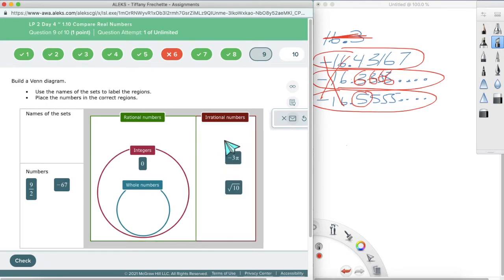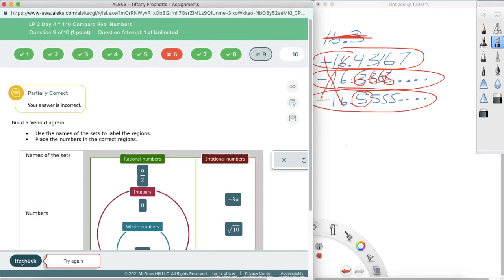Whole numbers, so this could actually go in integers or whole numbers. I'm thinking they wanted to go in whole numbers because it would be the only one that could go there. And then this one, if we divided 9 divided by 2, we would get 4.5. So that's a terminating decimal, but it doesn't fit in integers or whole numbers because it has a decimal place. Okay, so let's go ahead and check that and see if we're good.